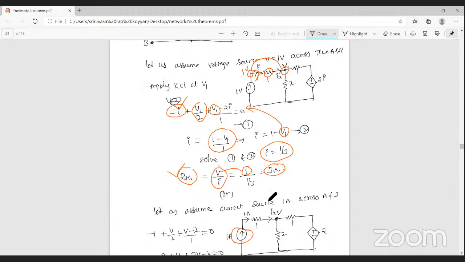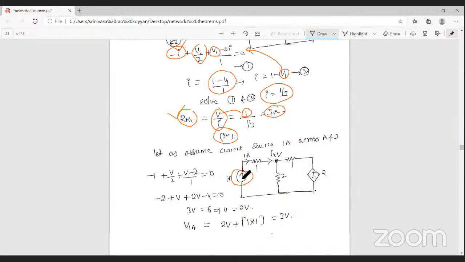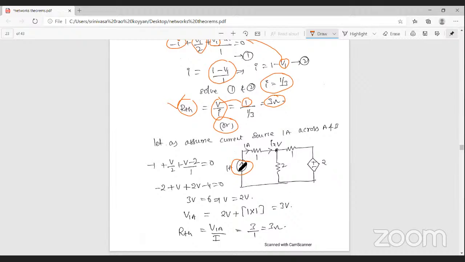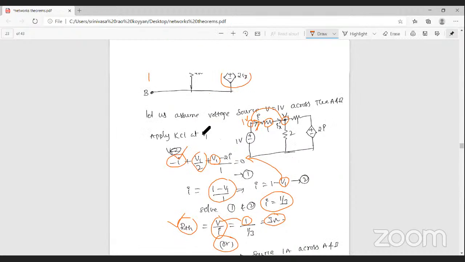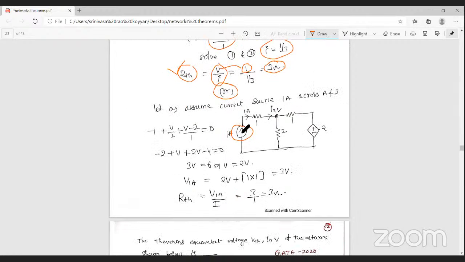Another method is to consider a 1 ampere current source across these two terminals. Then you can find out the Thevenin's resistance across these two terminals. You have taken a 1 ampere current. To get the Thevenin's resistance, we need voltage by current value, and since you have taken 1 ampere, no problem. To find out the voltage across these two terminals, if you find this voltage, you get the Thevenin's resistance.